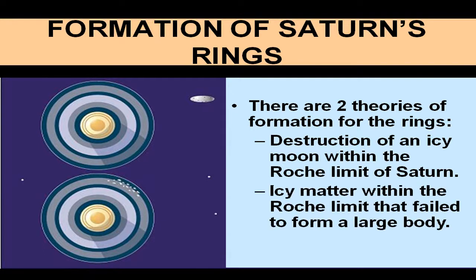Or maybe it was icy matter that formed with Saturn at the same time, but also formed too close to Saturn, within the Roche limit, so it never had a chance to coalesce into a moon, and hence it just remained icy particle matter, and hence formed the ring.